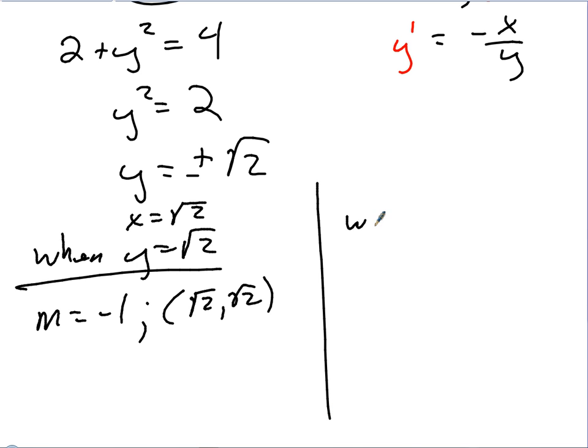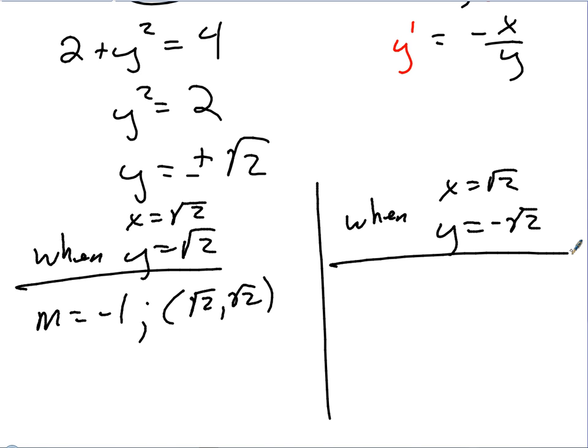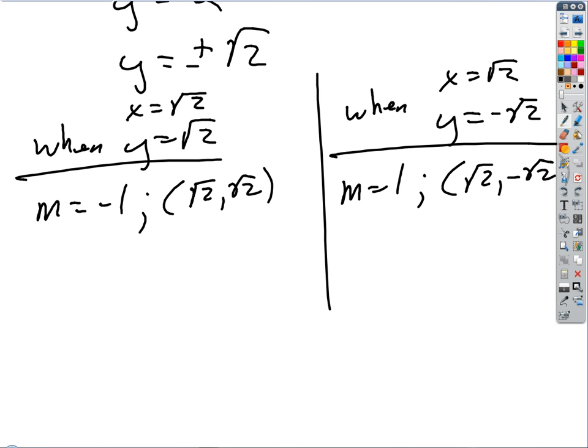Now when x equals the square root of 2 and y equals minus the square root of 2, what's my slope? 1. Yeah. M equals 1, and I've got the point square root of 2, minus square root of 2. And I can build those lines pretty easily. Let's go ahead and do that. So I'm going to get what?